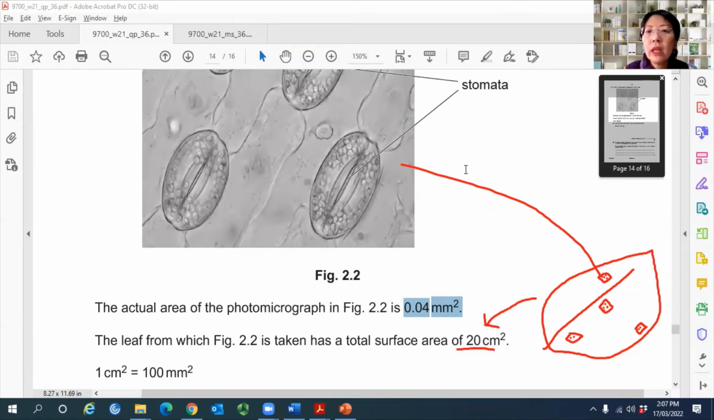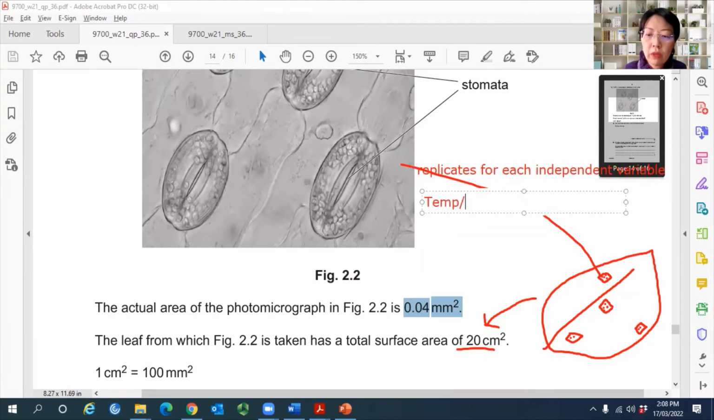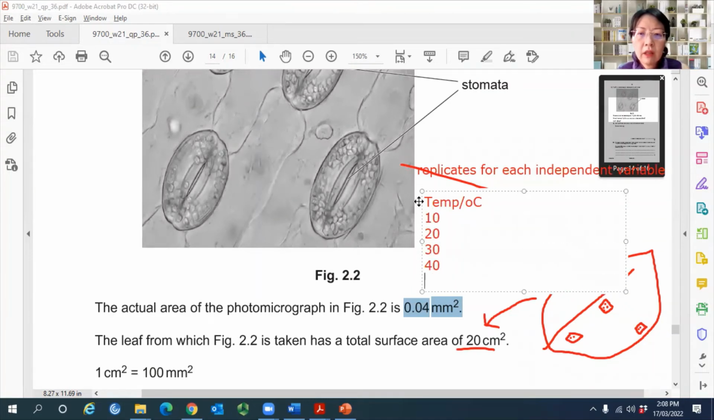So that means we need to have replicates. Replicates means you don't take one reading, you take a few readings for each independent variable. Replicates are always taken for the independent variable. What do you mean? For example, if you are measuring the effect of temperature on the rate of reaction, and the temperatures are 10, 20, 30, and 40, for each temperature you take 3 readings. So you've got reading 1, reading 2, reading 3, and then you calculate the mean.